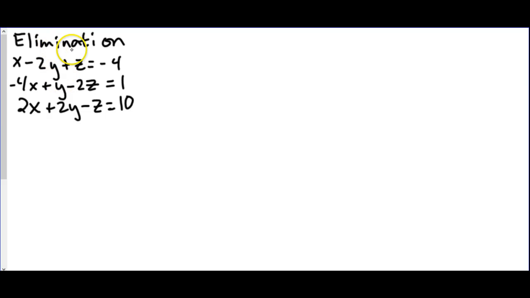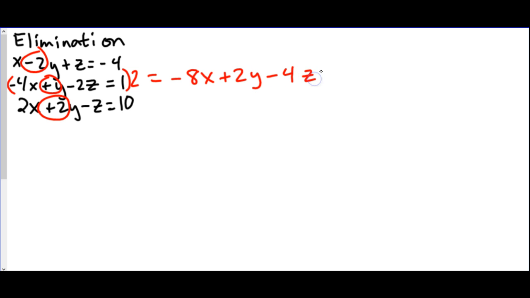So, for example, we said the y's were pretty close. This one has a negative 2, this one has a positive 1, this one has a positive 2. We want to change this middle one to also be a positive 2y. So, right now it's a positive 1y. I'm going to multiply every single number by a positive 2 so that it would become a positive 2y. So multiplying that out, I get negative 8x plus 2y minus 4z equals 2. I multiplied everything by positive 2.